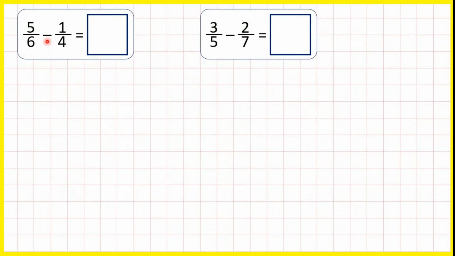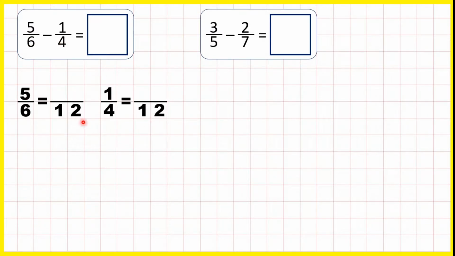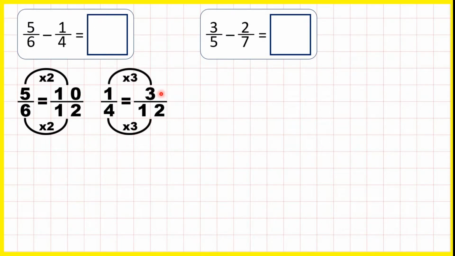So here we're subtracting fractions. But to subtract fractions, the denominators need to be the same. Now the lowest common multiple of 6 and 4 is 12, so we can find equivalent fractions to 5/6 and 1/4, which have a denominator of 12. 6 times 2 is 12, and 5 times 2 is 10. 4 times 3 is 12, 1 times 3 is 3.